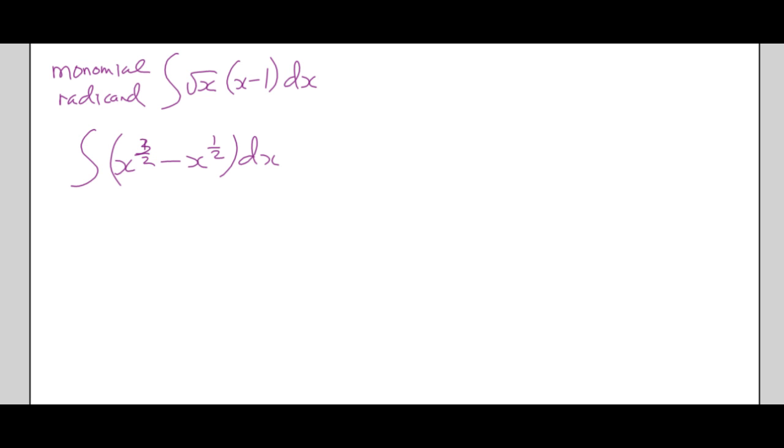We can work them out, right? We just got to add 1, so 3/2 becomes 5/2, then multiply by the reciprocal, so it'll be 2/5. So 2/5 x to the 5/2 minus, add 1 will be 3/2, multiplied by 2/3, yeah? So minus 2/3 x to the 3/2 plus some arbitrary constant. Okay, it's a monomial radicand, right? That's how you'll handle that.